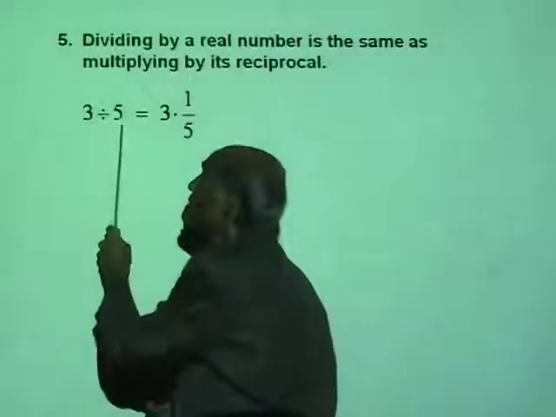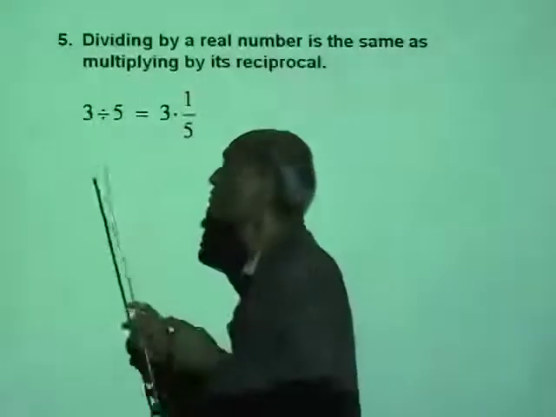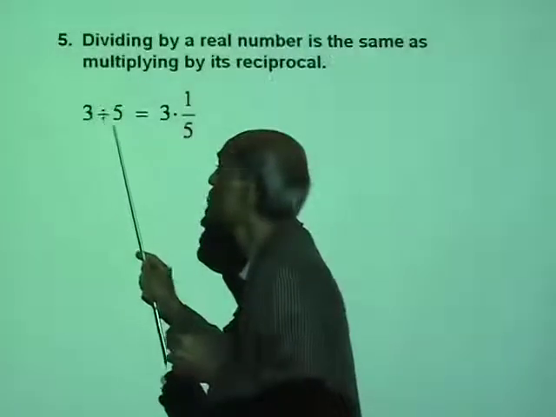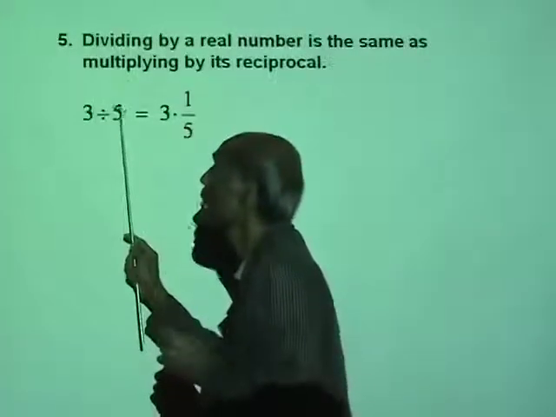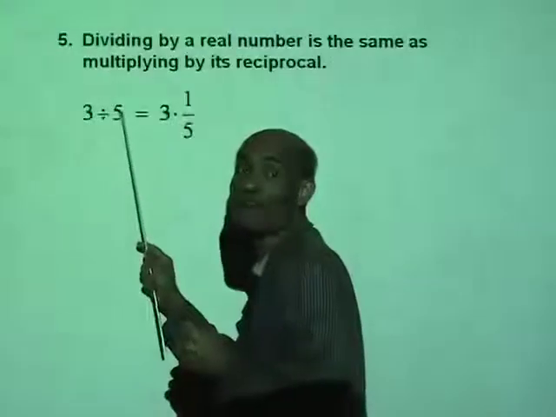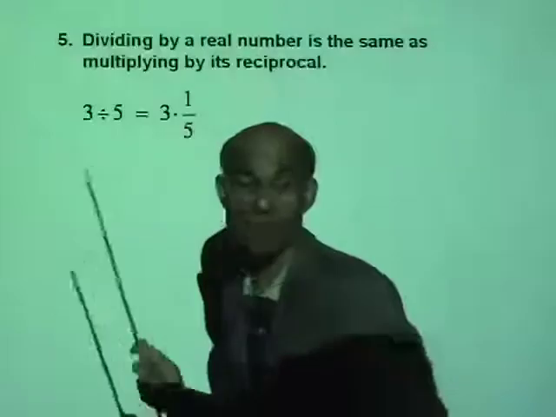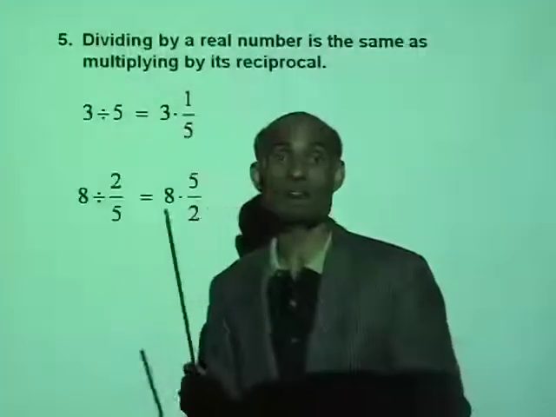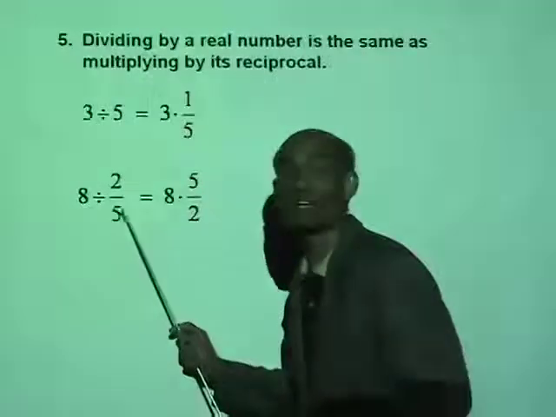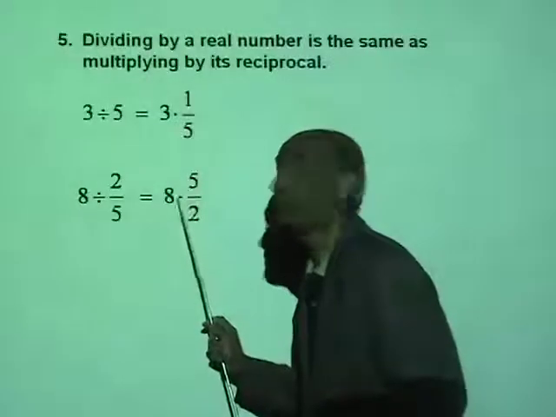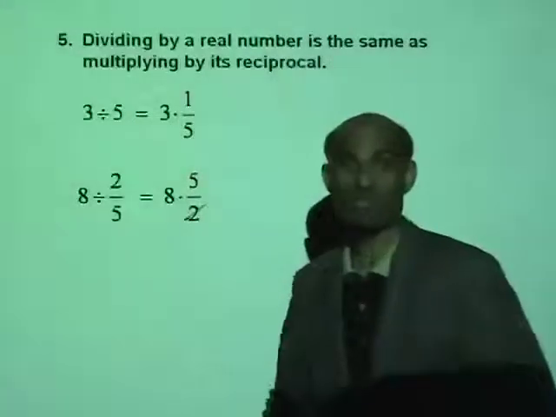What is the inverse of 5? It's 1 over 5. So change the division to a multiplication and take the reciprocal of 5. 3 divided by 5 is the same as 3 multiplied by 1 over 5. 8 divided by 2/5 is equal to 8 multiplied by 5 over 2. Okay? You know this already.